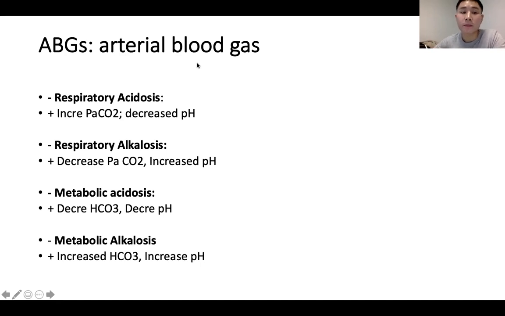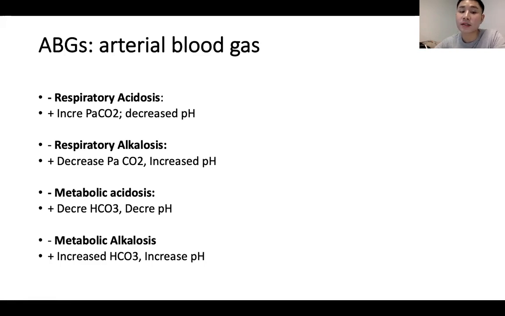Next, we have respiratory acidosis, which is increased carbon dioxide and decreased pH. That makes complete sense, right? Carbon dioxide relates to the breathing pattern, so it relates to the respiratory system, and acidosis is basically a decreased pH. Respiratory alkalosis is when the carbon dioxide is decreased and the pH is increased.